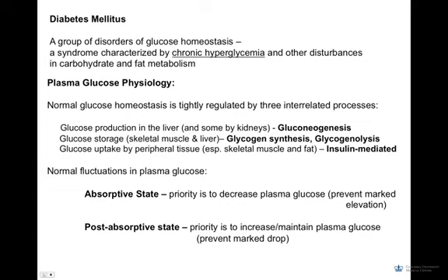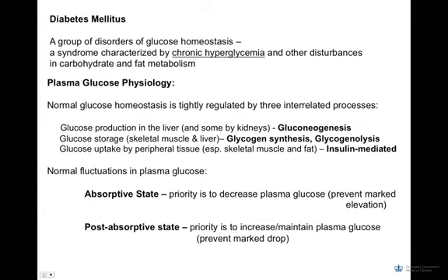And then the other state is called the post-absorptive state, also sometimes referred to as the fasting state. In this state, the priority is to maintain blood glucose, and if it happens to fall, to bring it back up. In this state, we are not consuming food, we're not actively absorbing glucose into the bloodstream through the GI tract. So we need to maintain the blood glucose that's there, and as the brain consumes more and more blood glucose, we need to have a way to replace it in order to prevent a marked drop.